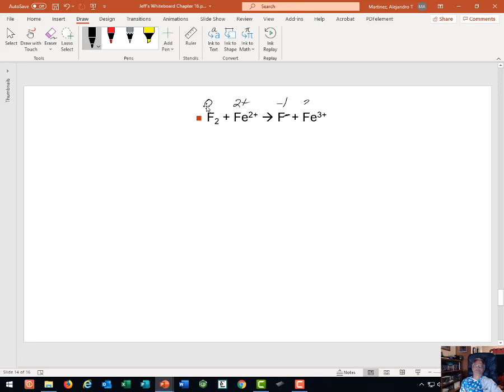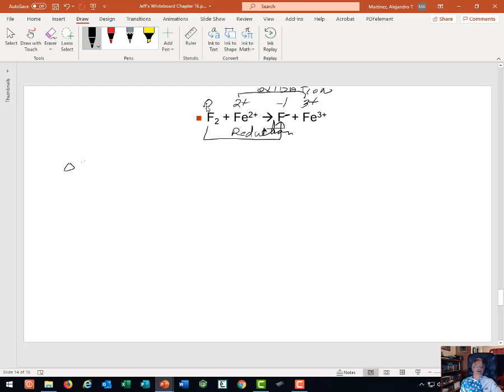Here's iron 3+. It's got an oxidation state of 3+. So fluorine is going from 0 to a -1 oxidation state. Its oxidation state is getting lower, and so that's going to be a reduction. And then we have iron going from a 2 plus to a 3 plus, and that's going to be an oxidation. Next thing we do is we split the reactions up into their half reactions.